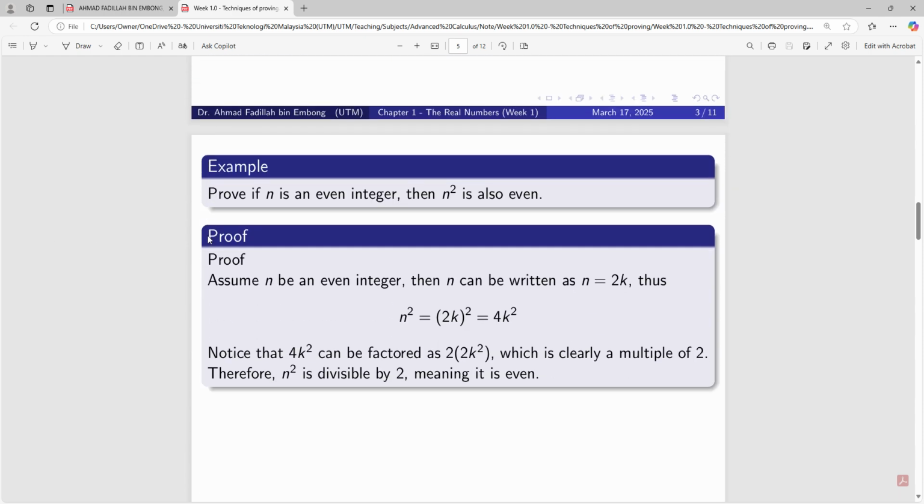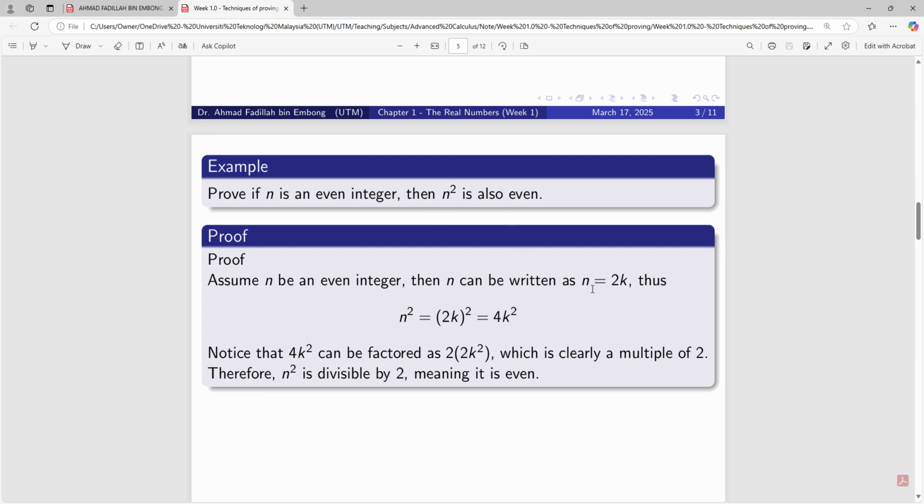Okay, so for example in mathematics, if you want to prove that if n is an even integer, then n squared is also an even integer, you can prove this by using the direct method. First of all, we assume n to be an even integer. Then n can be written as n = 2k. This is from our assumption, and from what we know based on our previous study, when n is even, then we can write n = 2k. So our aim now is to prove n squared is also even.